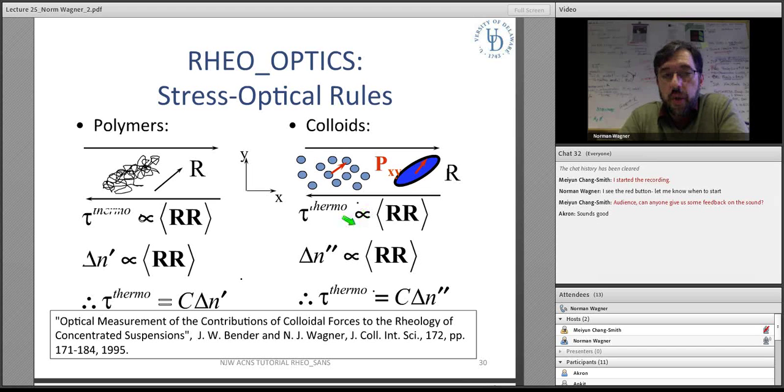For colloids, we often don't use the birefringence, we use the dichroism, which is the difference in polarized scattering in two polarization directions, but it's analogous to the birefringence. Okay, it's the other component of the optical tensor, and we can once again write a stress that's proportional to that dichroism, and the coefficient is a stress optical coefficient for colloidal particles. And again, there's a reference shown here deriving that.